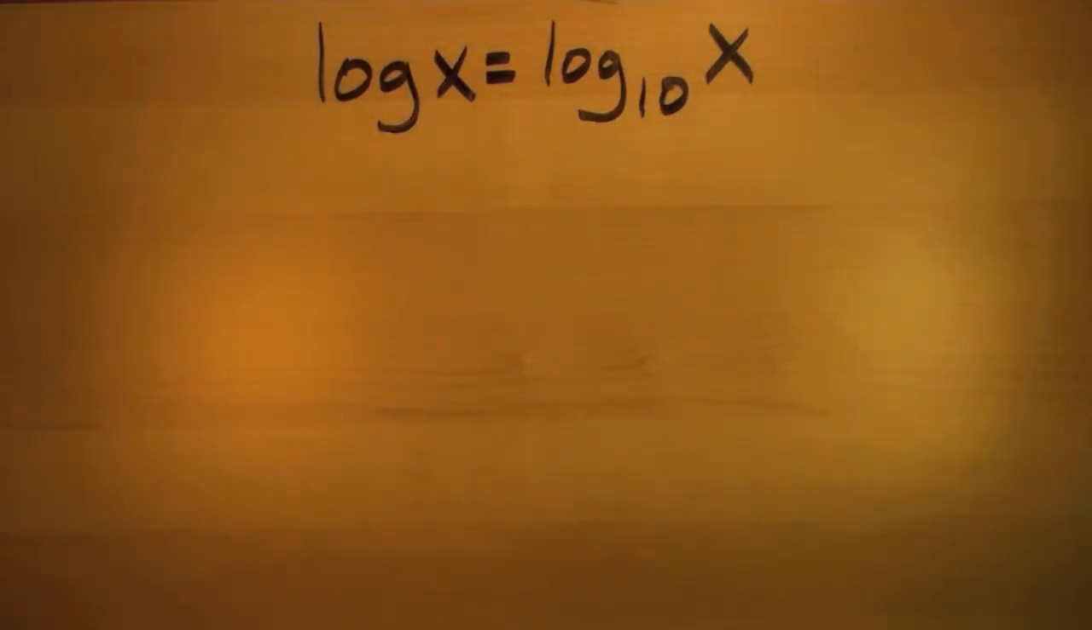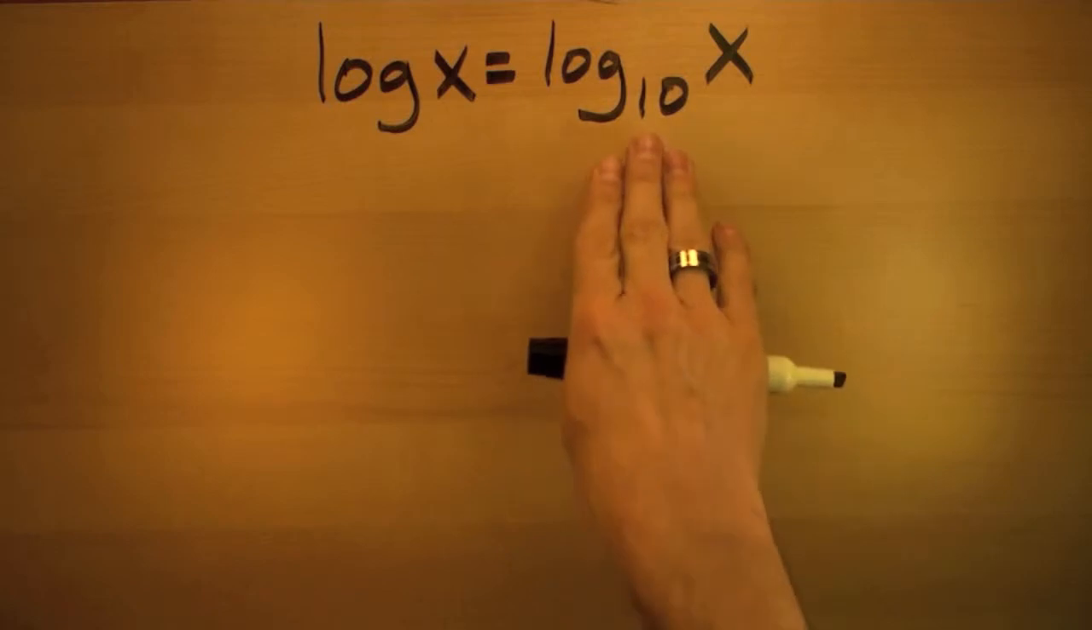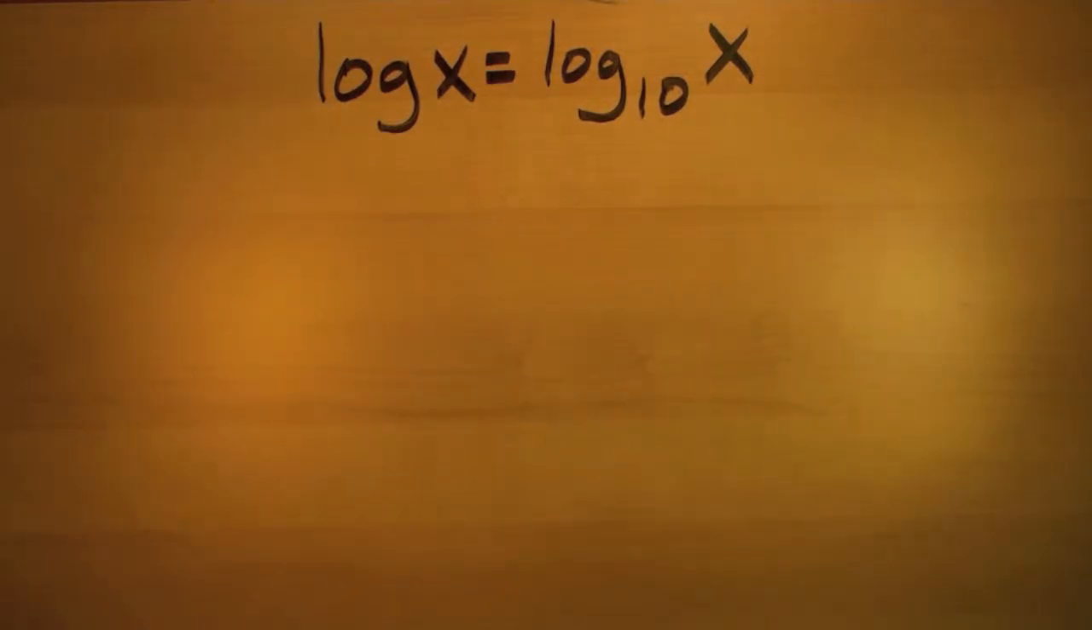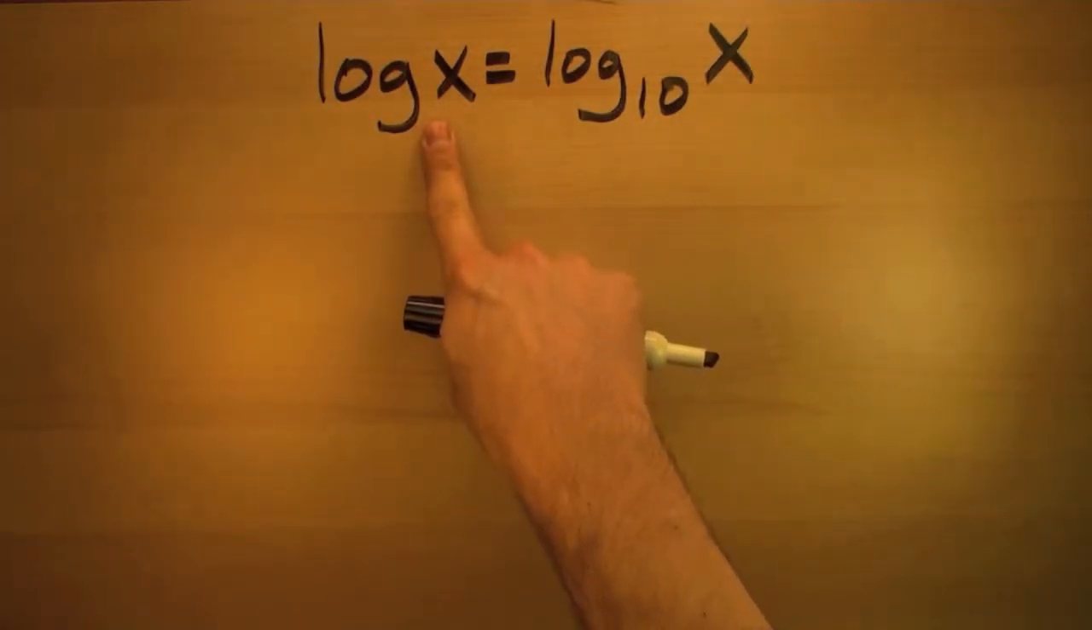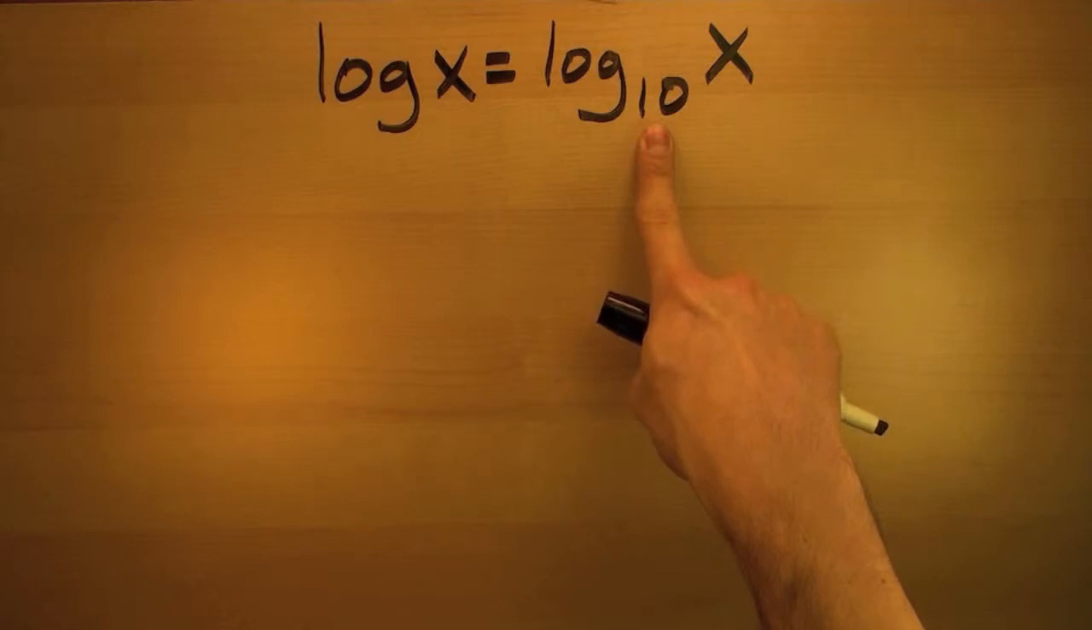There are two bases that are used so frequently that we give them their own names and special notation. The first is the base 10 log. We use a base 10 number system, so base 10 is very important. When no base is specified after the log, it is understood to be a base 10 logarithm.